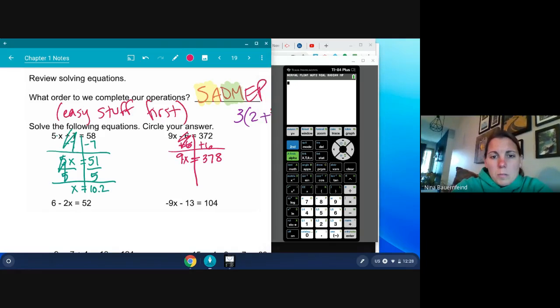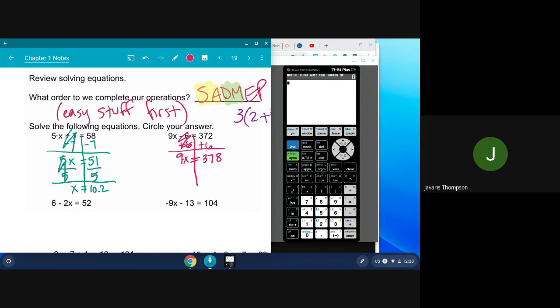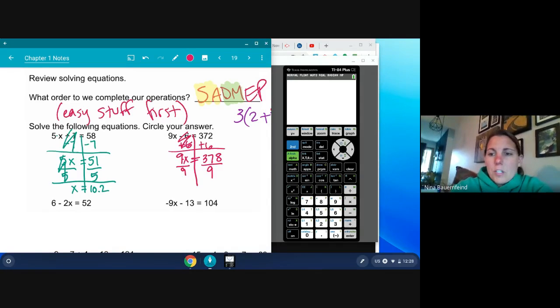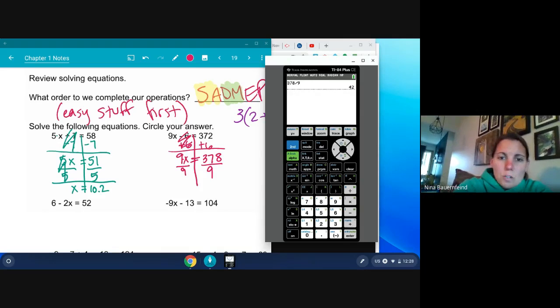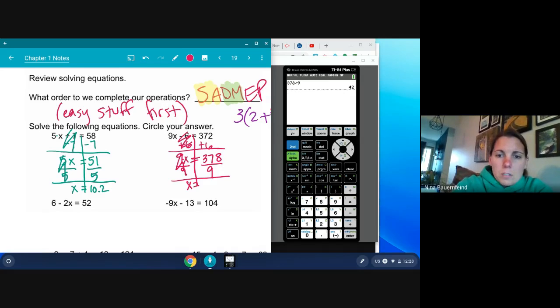This means multiply. What's the opposite of multiply? Division. Yes, exactly. Divide or division is the opposite. So 378 divided by 9 is 42. X equals 42. You guys cool with that?